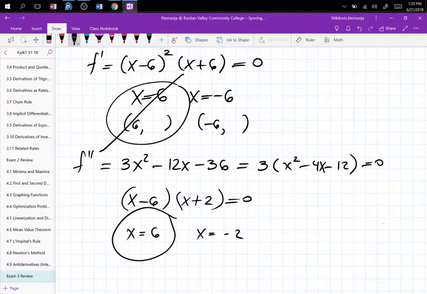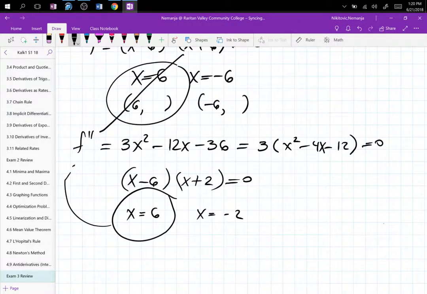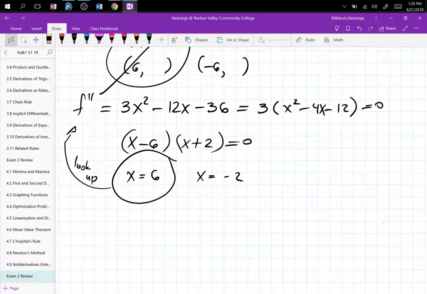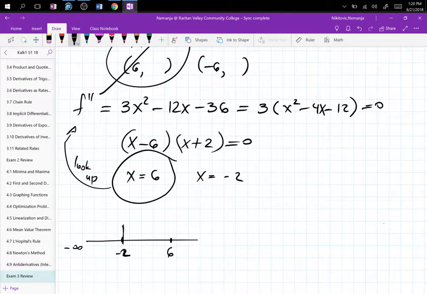Okay, so that's that, and so look up. Now I have my partition, and partition is happening at negative 2, and partition is happening at 6. The value that I have as a min and max is at negative 6. So all I care about is whether I have concave up or concave down between negative infinity and negative 2. If it's concave up, the point is the minimum. If it's concave down, it's a max. So I'm going to pick a test point. I can pick, let's say, negative 3.